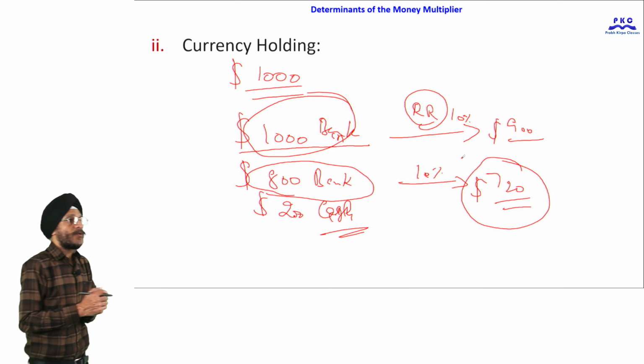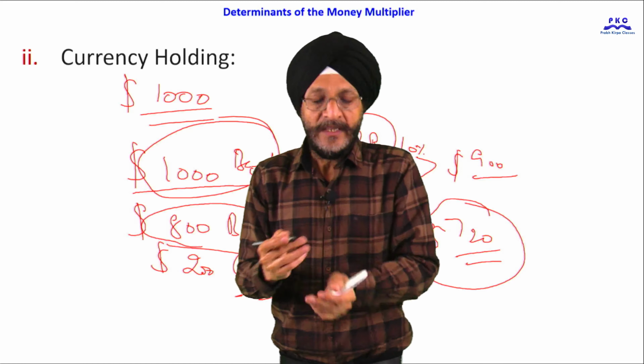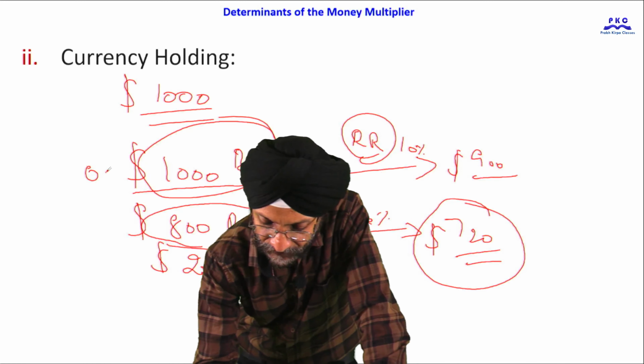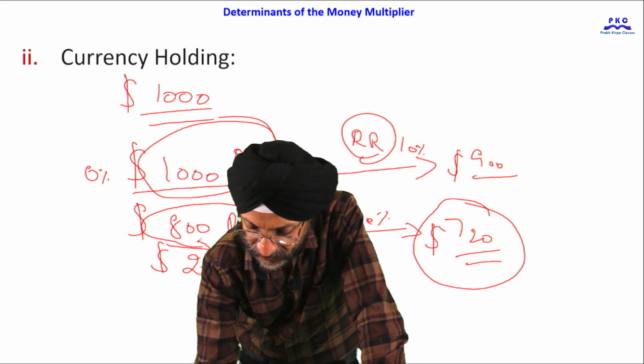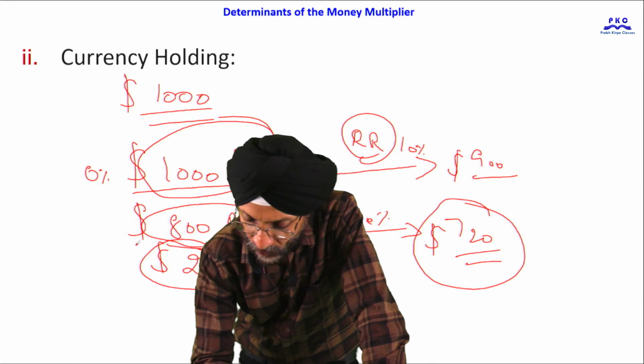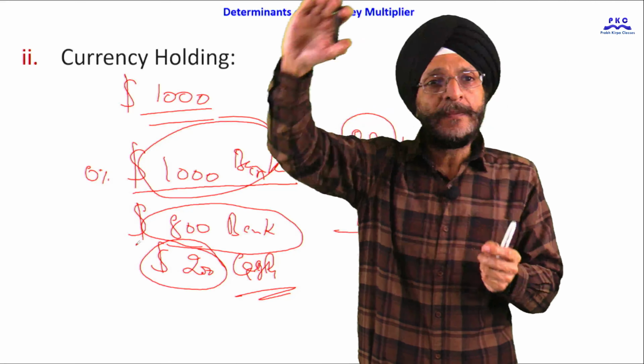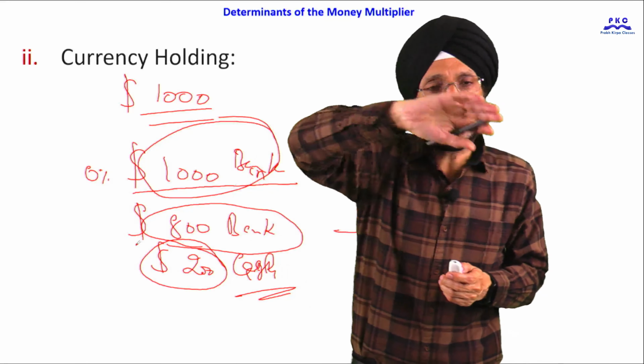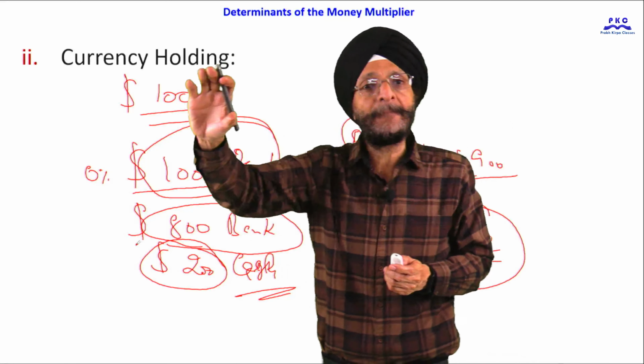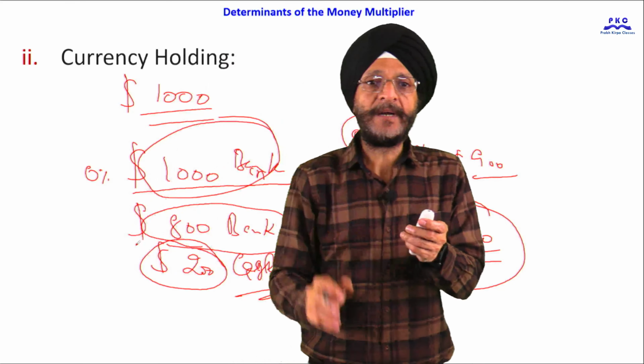So if the currency holding is on the higher side, here the currency holding was nil, 0. Here the currency holding is 20%. So if the currency holding increases, it will negatively affect the money multiplier process. Money supply in the economy will decrease. It will adversely affect the money multiplier.